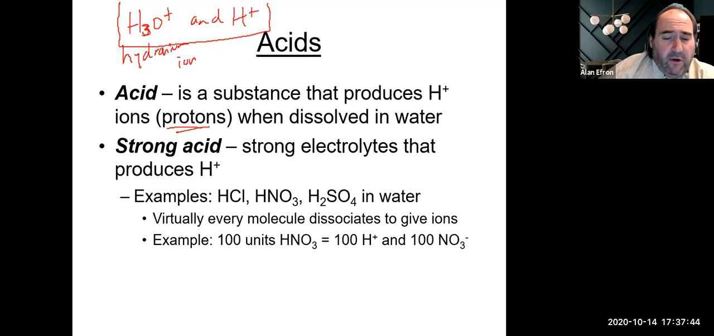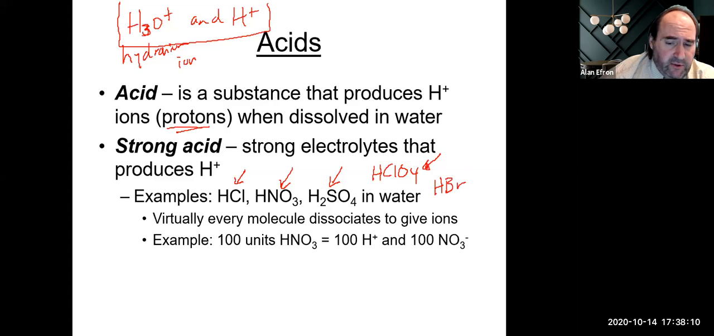Strong acids are strong electrolytes, which means that they 100% break apart into ions. They do not stay together. Here are some examples of strong acids: hydrochloric acid, nitric acid, and sulfuric acid. A couple of other strong acids is HClO4, that is perchloric acid.